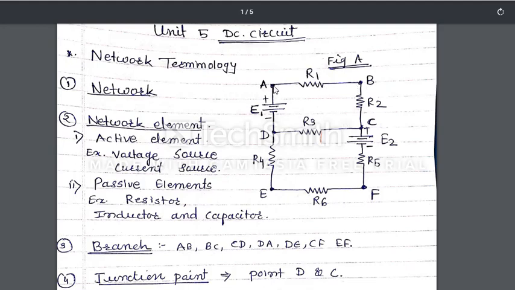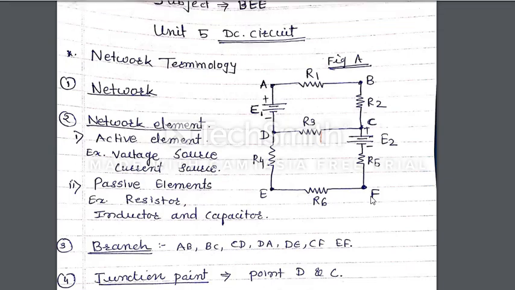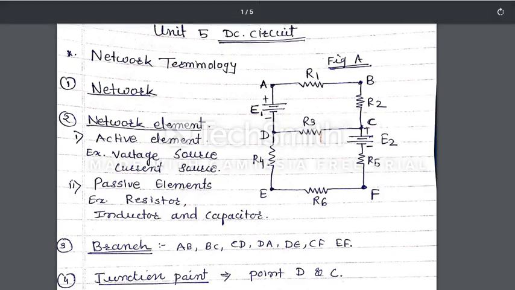Here you can say AB, BC, CD, DA, DE, EF, CF are the branches. Now next is the junction point. A point where three or more branches meet is called a junction point. Here you can see at point D 3 branches meet. At point C also 3 branches meet. So points D and C are known as the junction points.